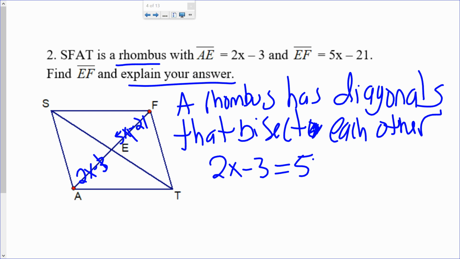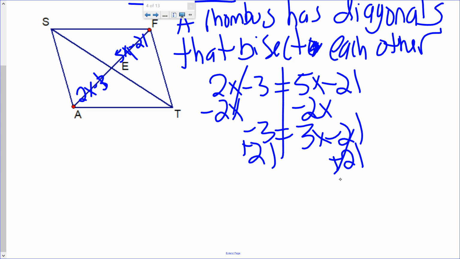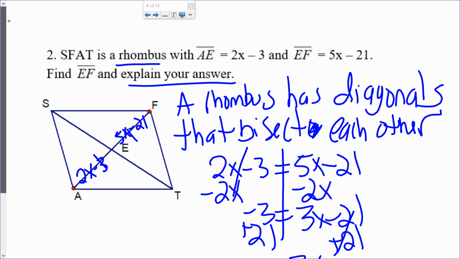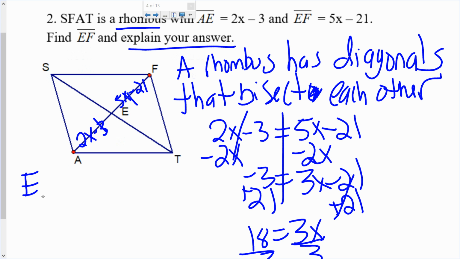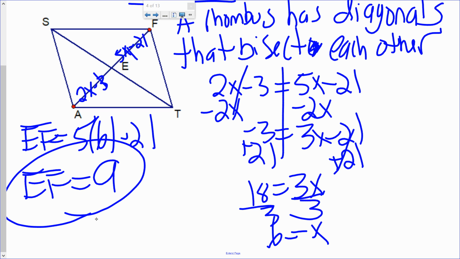So I set 2x minus 3 equal to 5x minus 21. I do the algebra, and I get x equals 6. What's the question asking for? EF. Well, EF is 5x minus 21. So it's 5 times 6 minus 21. Use a calculator if you need to. EF is 9.